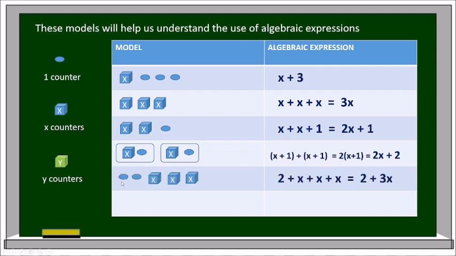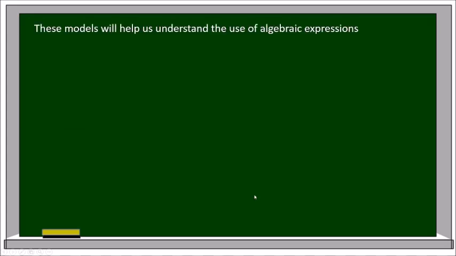Next we have 2 + x + x + x. So that will be 2 + 3x. Next is y + x + 1. So we have y + y, so that would be 2y + x + 1. Okay, these models will help us understand the use of algebraic expressions.